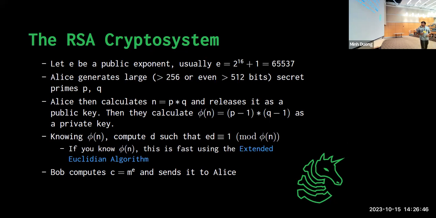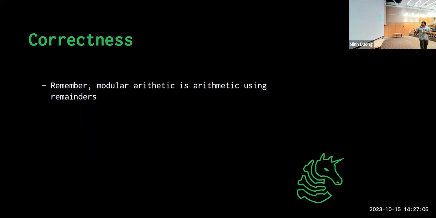So Bob will compute the ciphertext, which is m to the power of e, and will send that to Alice. So Alice can compute c to the power of d, which is congruent to m mod n, because c to the power of d would be m to the power of e times d. And as we know from Euler's function, e times d would be 1 mod phi of n.